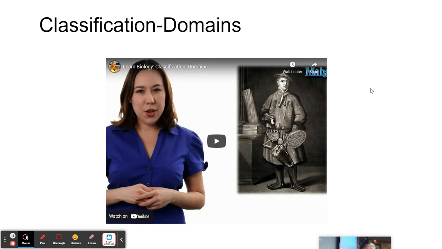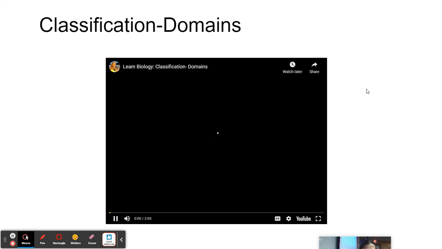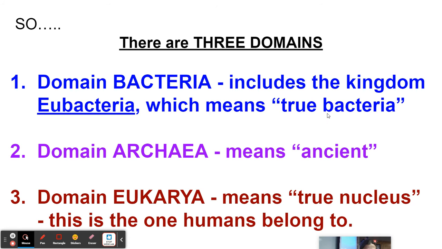And here is another video on classification of domains. Okay, so there are 3 domains. So domain 1 is bacteria. It includes the kingdom eubacteria, which means true bacteria. Domain Archaea means ancient bacteria. Domain eukarya means true nucleus. This is the one that humans belong to.